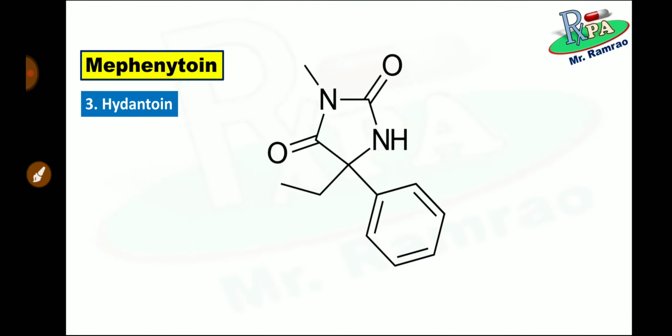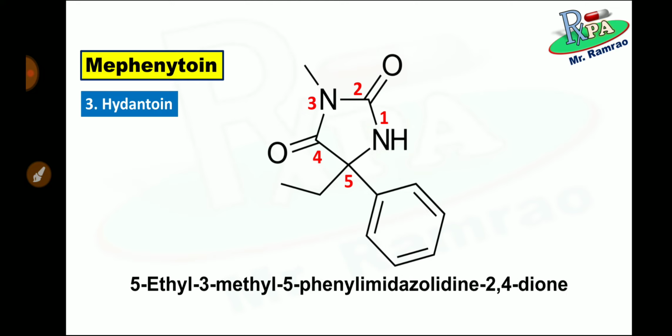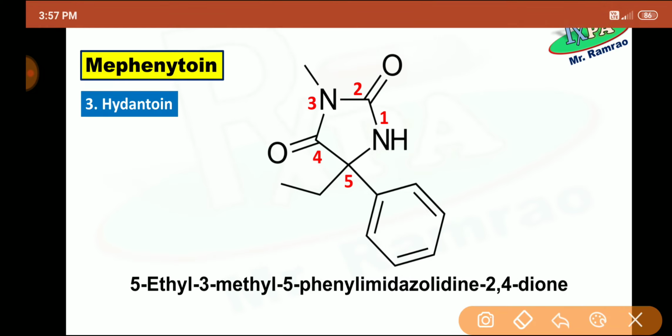Next molecule is the mephenytoin. What you have to do in the structure of phenytoin to get mephenytoin, the difference is on the fifth position and the third position. Here on the third position you have to put one methyl group, and then on the fifth position you have to replace one phenyl ring with the ethyl group, and it forms mephenytoin.